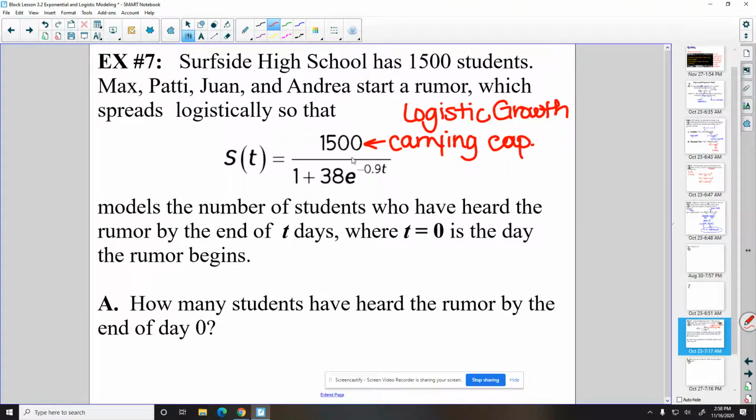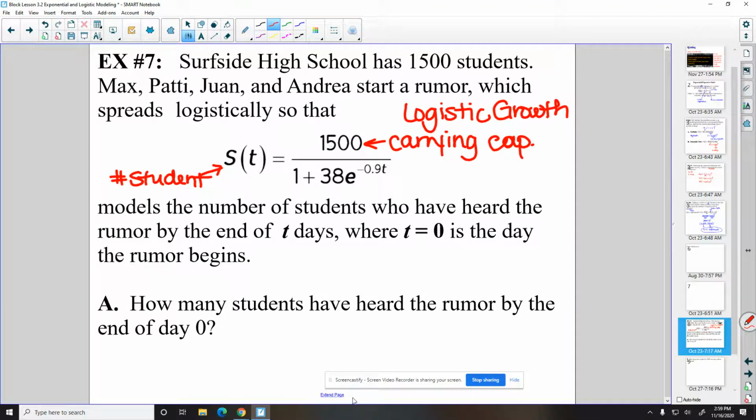Back to the question. It says Surfside High School has 1,500 students. Max, Patty, Juan, and Andrea start a rumor which spreads logistically so that this function here models the number of students who have heard the rumor by the end of T days. So S of T is the number of students that have heard the rumor on whatever day, T is days. And again, in your function here, 1,500 is the carrying capacity. So basically, that's the most number of people in the school that can hear the rumor, right?